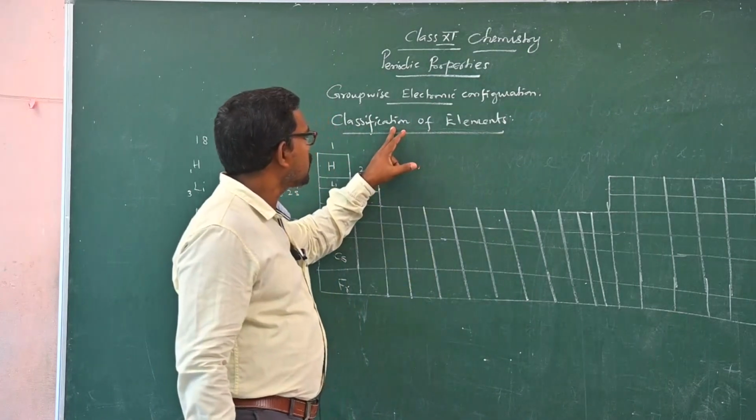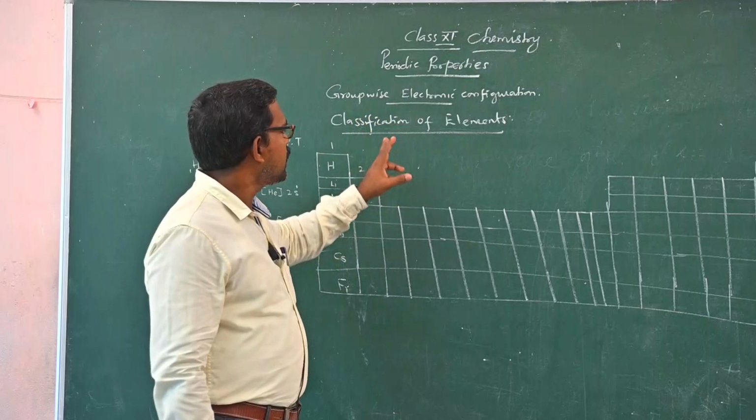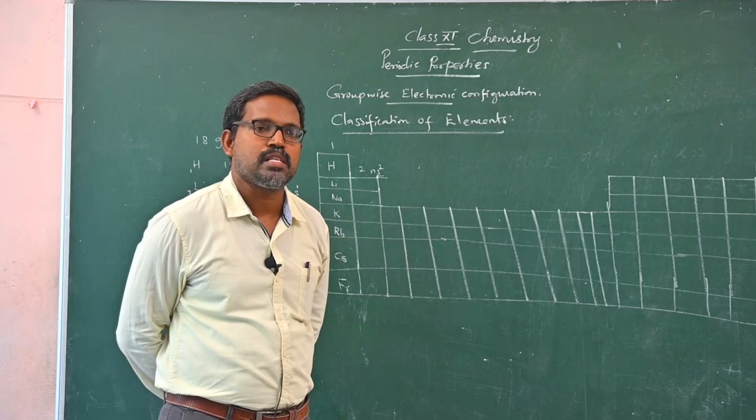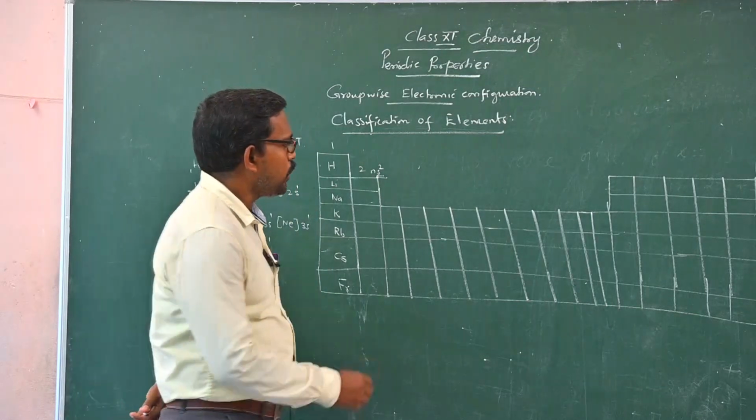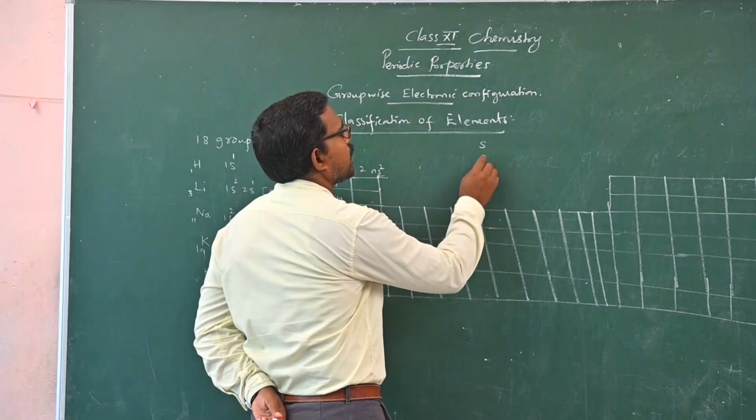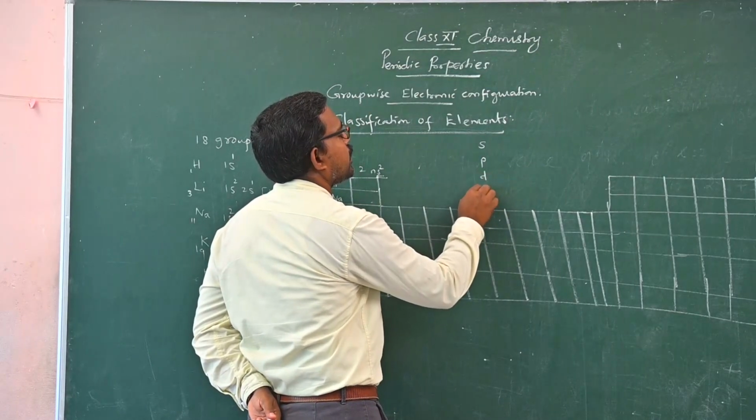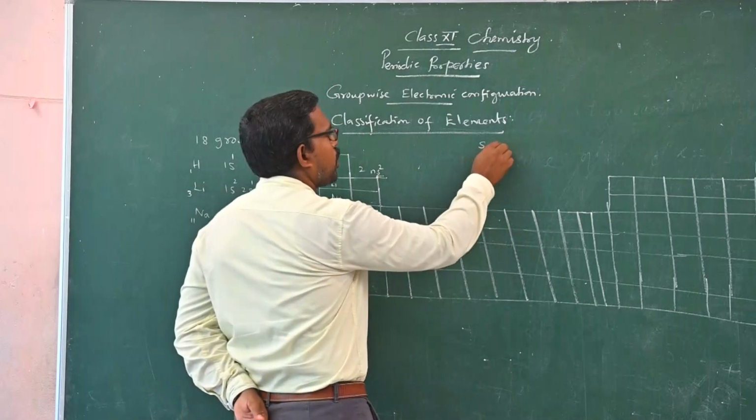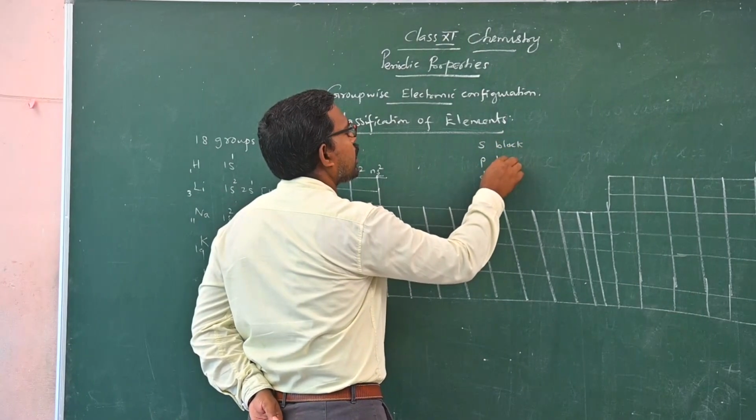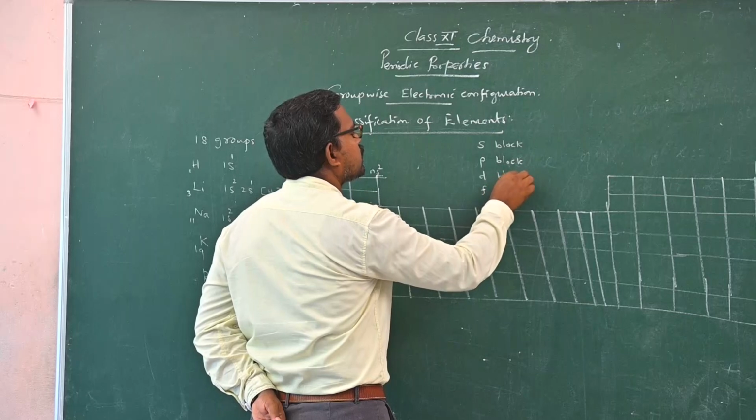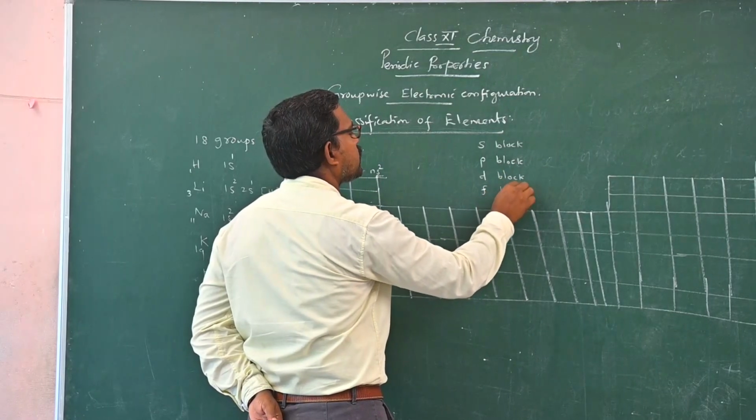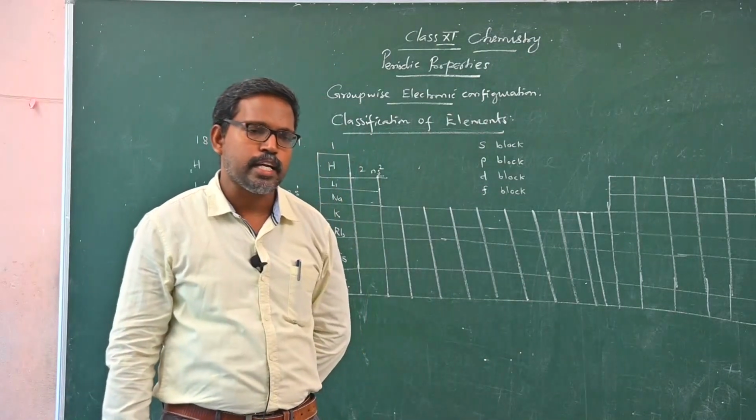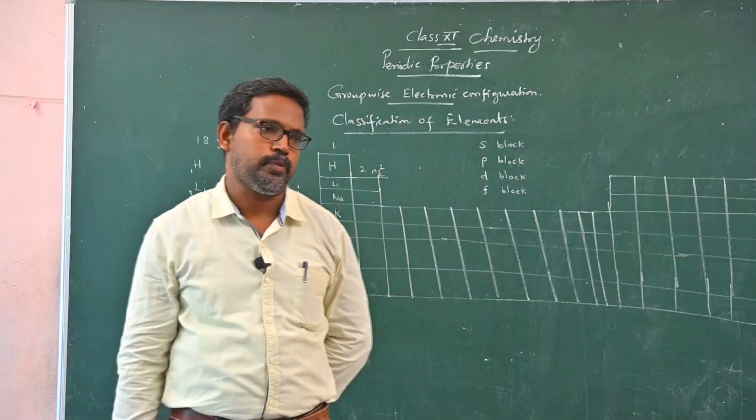Now, how are these elements further classified? They are further classified depending upon the subsidiary quantum number, or sub energy levels. I already told you there are 4 different sub energy levels: s, p, d and f. Here also the elements are classified as s block elements, p block elements, d block elements and f block elements.